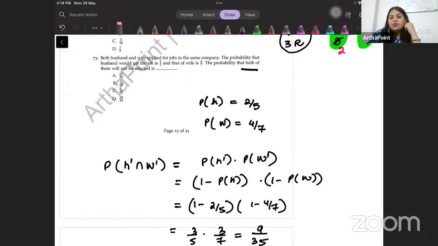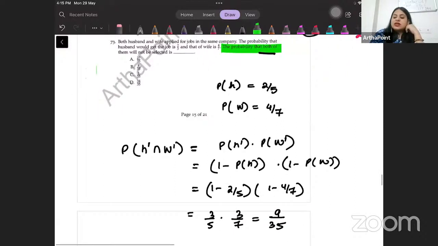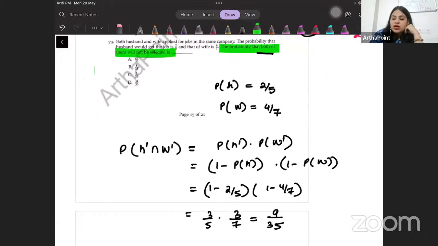Right? Now, if you notice, this is nowhere given to us. Right? So if I go by the language that A is not selected and B is not selected, the probability that both of them will not be selected, if you notice here, nowhere will you find 9 by 35 here.